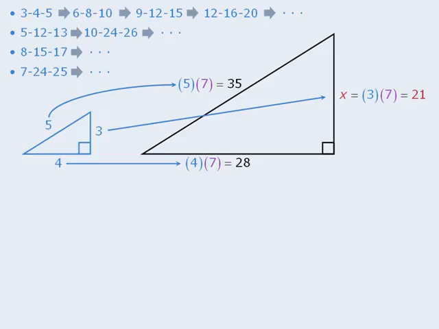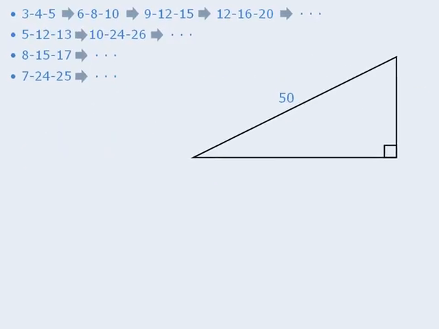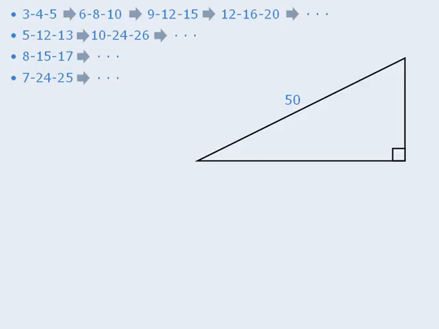Now, an important point to mention here is that if you want to use Pythagorean triples, you must have 2 corresponding sides. Here's what I mean. Let's say that we have a triangle with a hypotenuse with length 50, and we want to find the lengths of the other 2 sides. Well, we might conclude that the large triangle is a multiple of a 3, 4, 5 triangle.